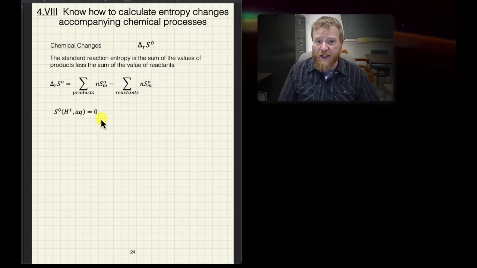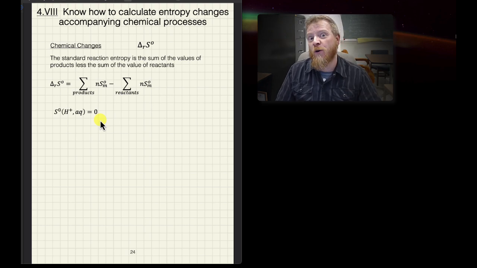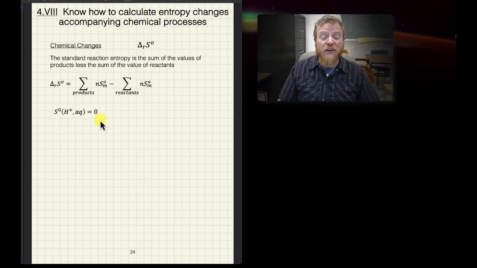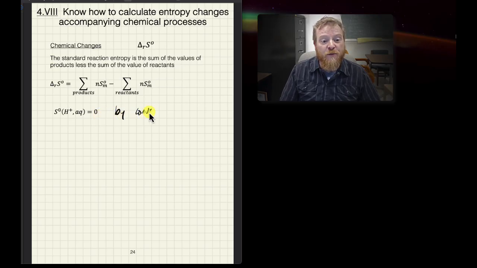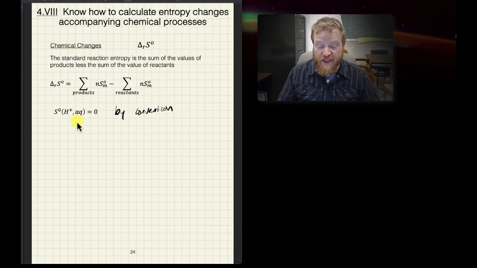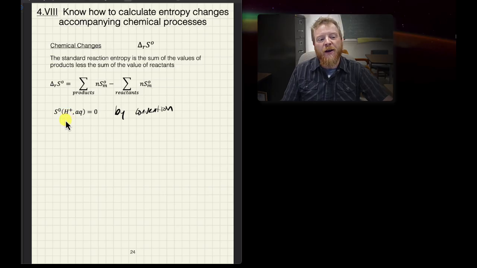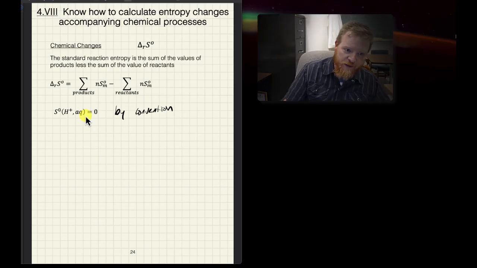What I wanted to note here, which is different than delta H, recall in the standard enthalpy of formation, it is 0 for all elements in their standard state. However, as we've just discussed, an entropy of 0 means something entirely different. However, by convention, and so that means this is not necessarily real, it's just a standard convention we take, the entropy of an H plus ion in an aqueous solution is given as 0 as a reference point.